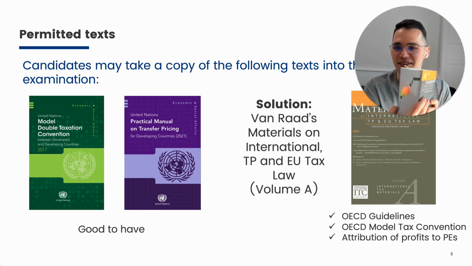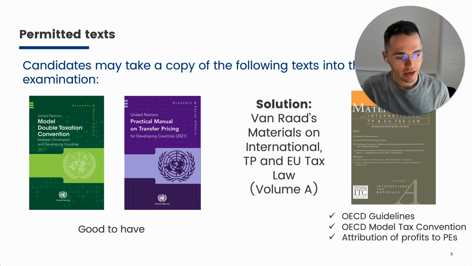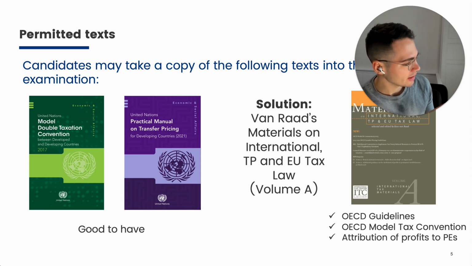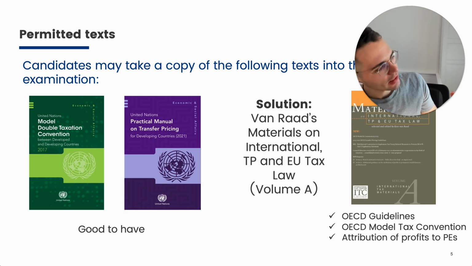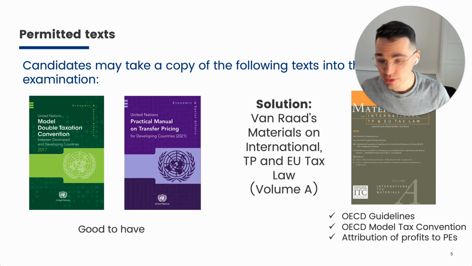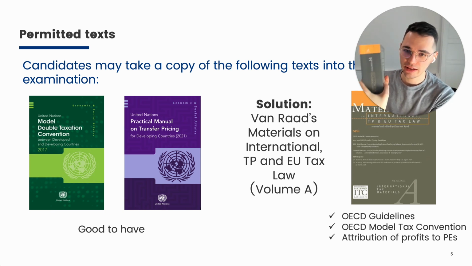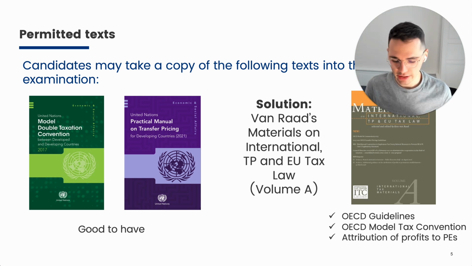Just have a look at the thickness of this book. It's massive, and it has a lot of things. So it has OECD model commentary, it has OECD guidelines, it has United Nations commentary actually, so that's useful. OECD guidelines. It has attribution of profits to permanent establishments report, and a few other things that may or may not be useful during the exam, but it basically has everything that you need for transfer pricing exam and international tax exam, and you're allowed to take it in the room.